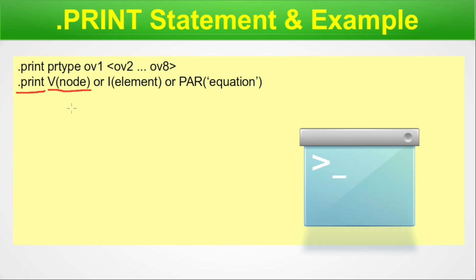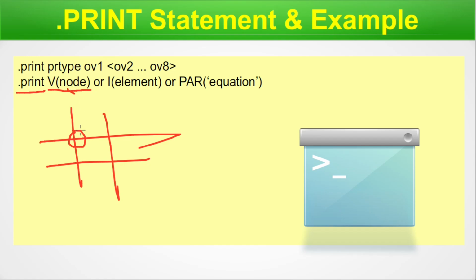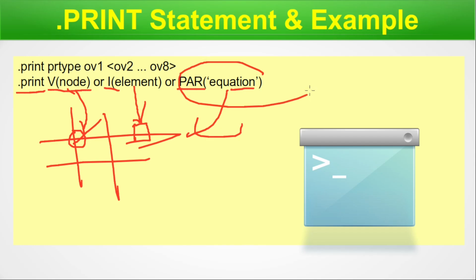Next, here is the print statement and you can see how it is used. The node. So a circuit has nodes, right? These nodes will have voltages and in between, say there is some component, right? So that element will have the current. For I, it will be the element. For V, it will be the node or parameter. Parameter, how will it be there? Equation. And this thing we will cover at the last slide. So you have to wait for that.